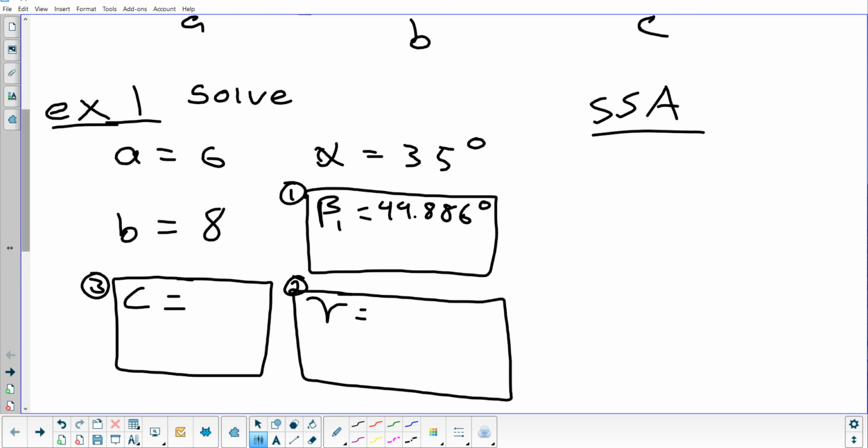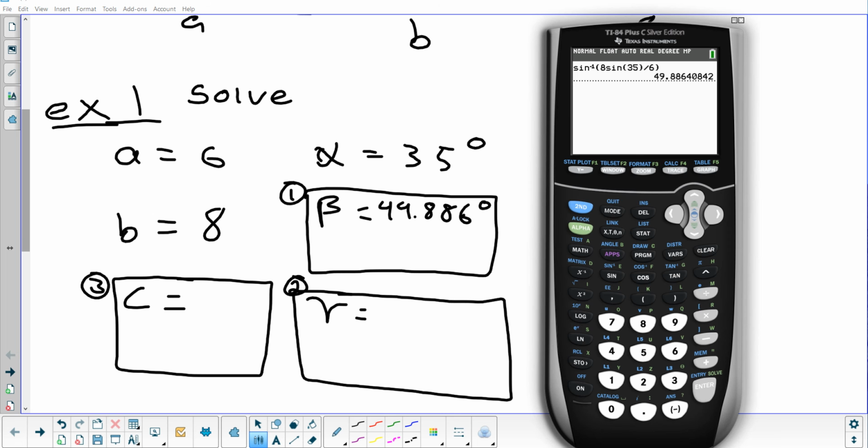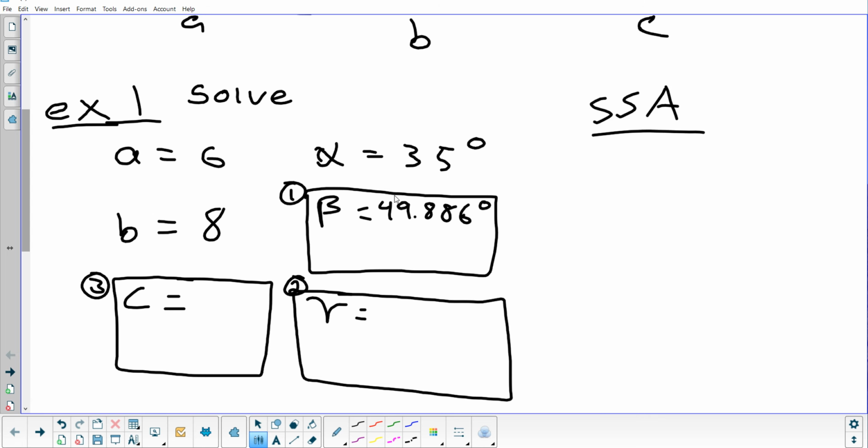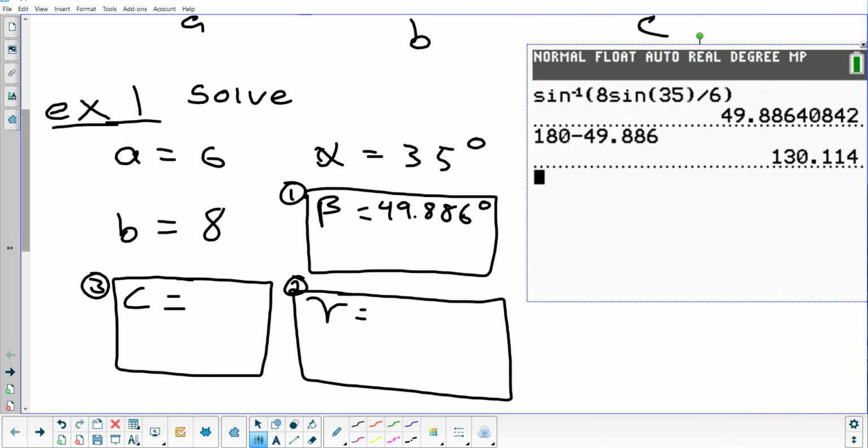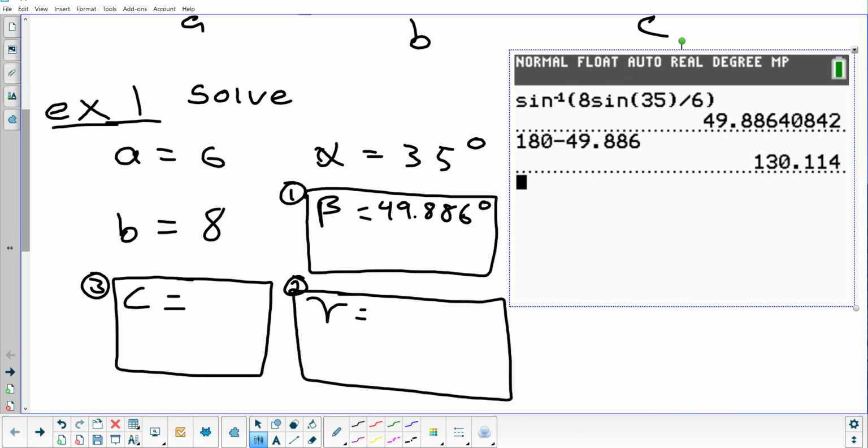Well, actually, we don't know that there's 2 answers yet, so I'm not even going to write beta 1. If there's a second answer, I'll call it beta 2. But for now, we can just call it beta, and if there's a second one, we'll label it. Okay. What do I do with this 49.886 to see if there's a second answer? Yeah? You subtract that from 180. Yeah, subtract 49.886 from 180.